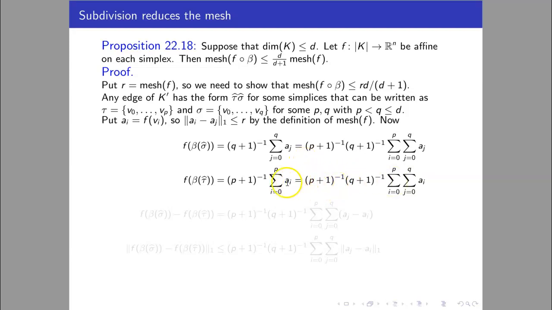And so this sum here is the same as this one. Okay, so now let's look at the difference between these two things. We're supposed to be looking at the distance between these two points, so we take the difference between the two vectors. We've got sums indexed in the same way. You've got the same factor, (p+1) inverse (q+1) inverse, on the outside, and on the inside we're just taking the difference aj minus ai.